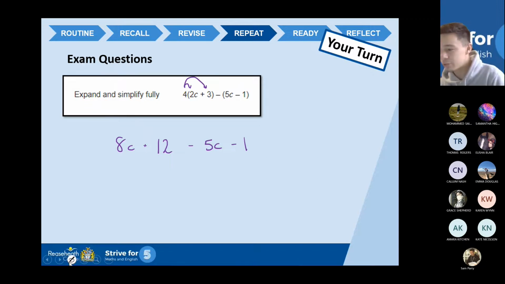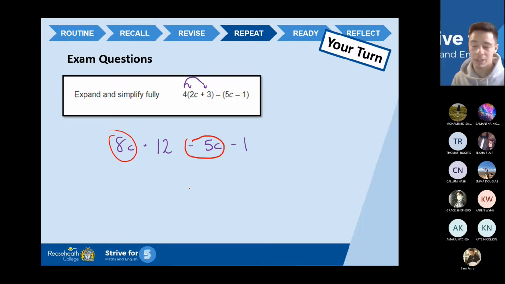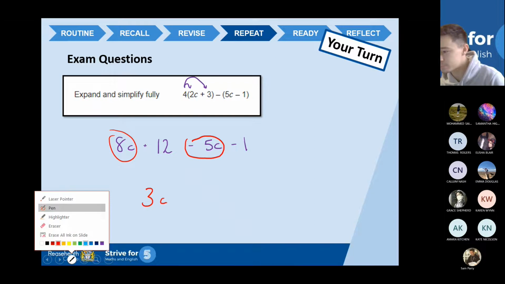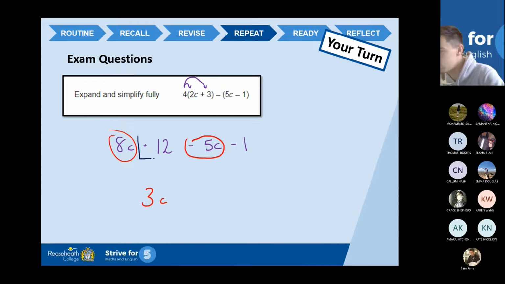Now, once again, simply for expanding those brackets correctly, you've picked up a mark. So if on your piece of paper you've got 8c plus 12 written down, great, because you've picked up a mark simply by expanding those brackets. Now what I'm going to do, I'm going to group them together. So 8c minus 5c. So 8 take away 5 will leave me with 3c. And then what do I have after that? I've got plus 12 minus 1. So that's going to be 12 take away 1 is 11, which is a positive number, so plus 11.